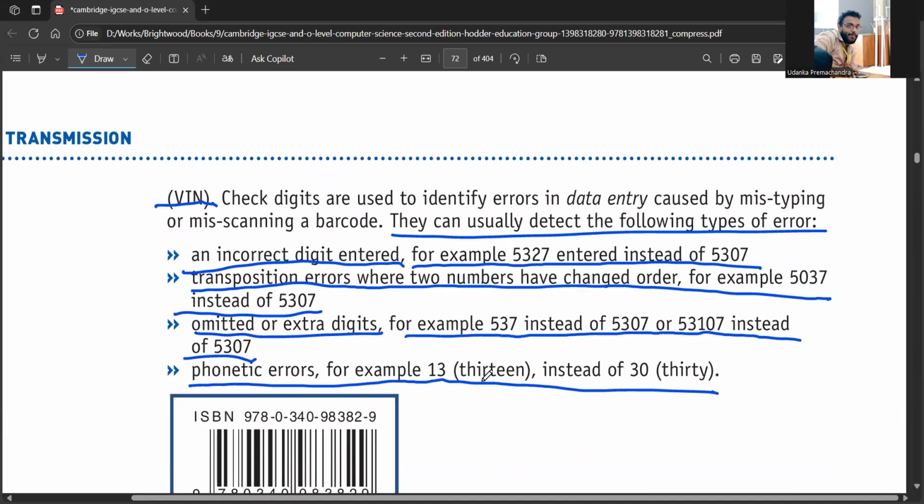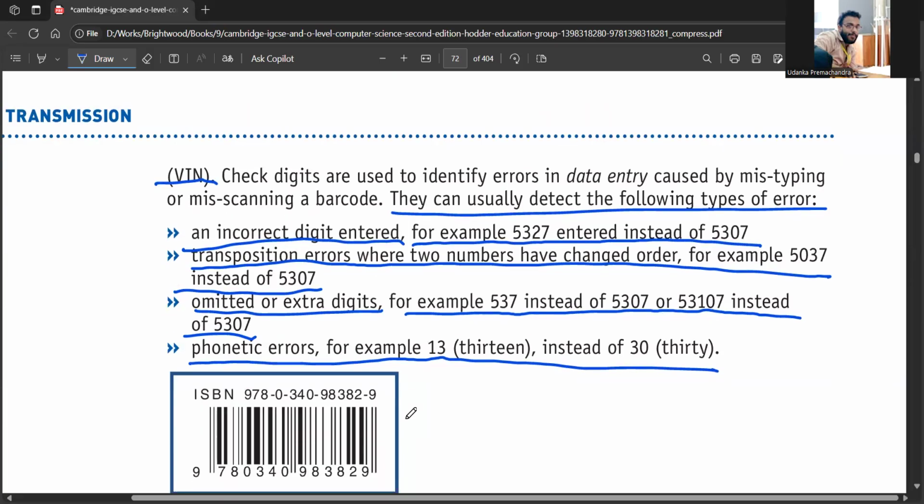There can be an incorrect digit, and there can be transposition errors where two numbers have changed order, for example 5037 instead of 5307. There may be more and more errors with them. There can be phonetic errors, for 30 it may be displayed as 13. Okay, write down now.